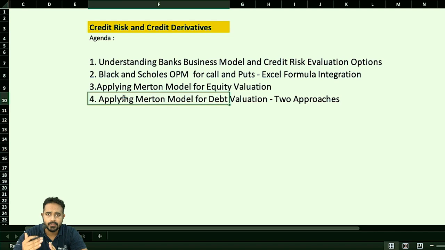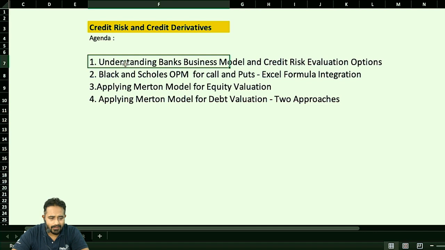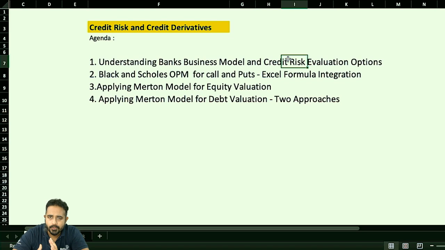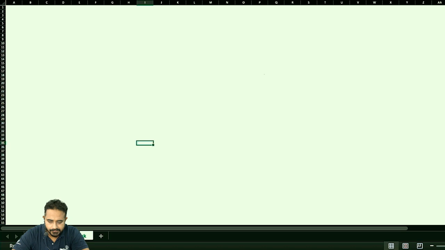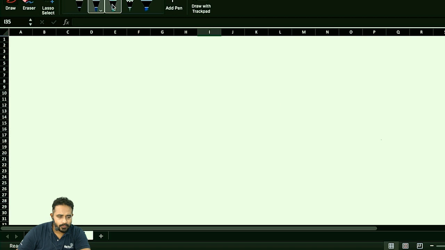All right, so the first discussion. Understanding how a bank's business model works and how credit risk evaluation works, what are the credit risk evaluation options? All right, so look at it this way. Let's say we're looking at a simplistic bank's balance sheet. Okay, so let's say this is a bank's balance sheet. Let's create a bank's balance sheet here.